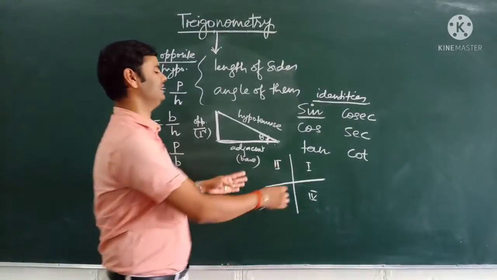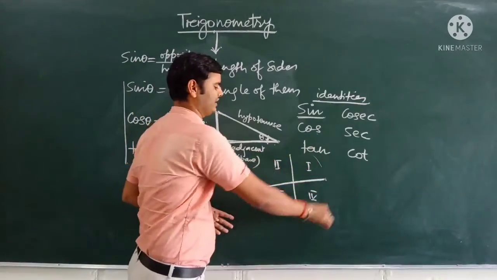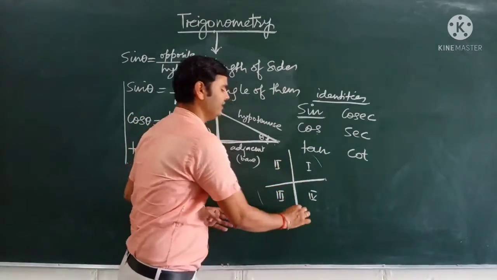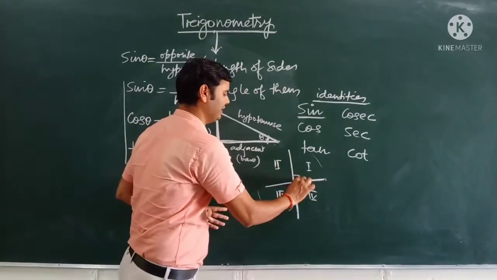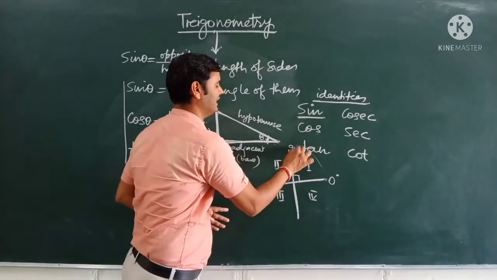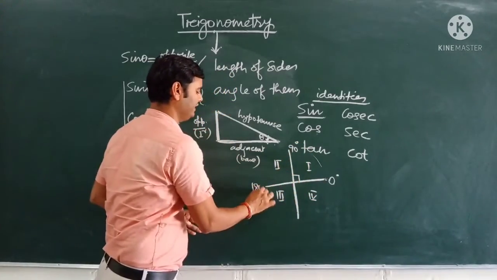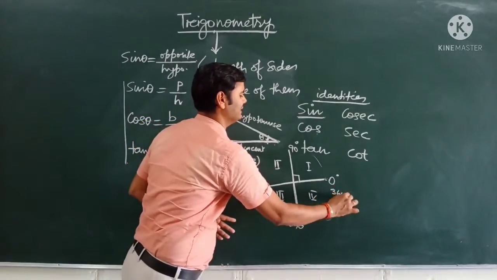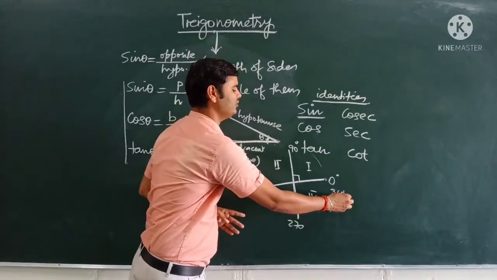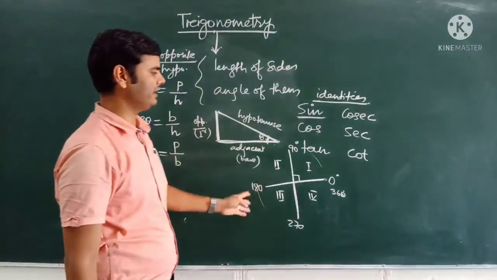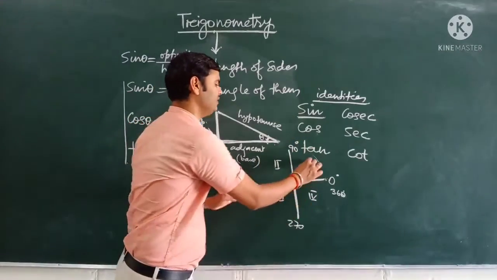Four quadrants means a complete rotation of 360 degrees, and each quadrant consists of 90 degrees, each perpendicular to the next. If we start from 0, this one is 90, this one is 180, this one is 270, and again we go to 360. That means the difference between each quadrant is 90 degrees. This one is the first quadrant.